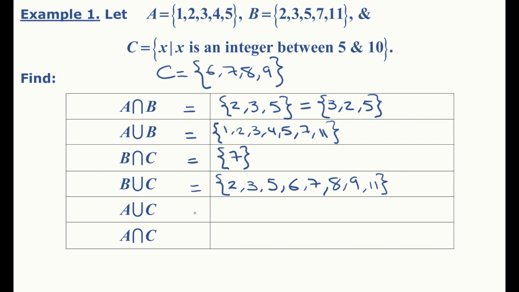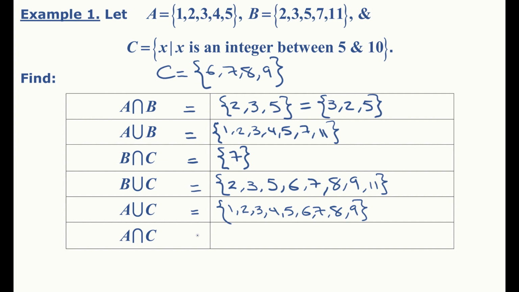We notice that we get 1, 2, 3, 4, 5, and then 6, 7, 8, 9. We just united and merged those two sets, but we did not repeat anything. Well, there was really nothing to repeat, because they had nothing in common.